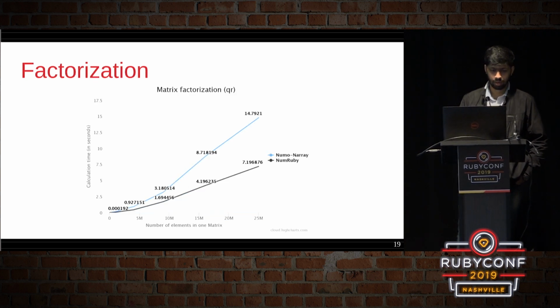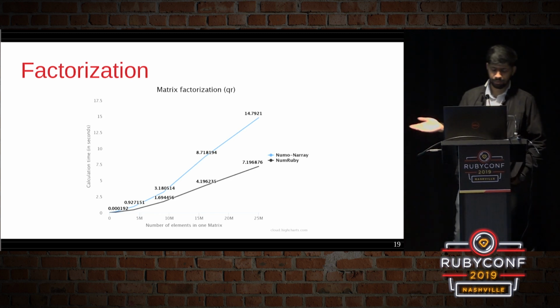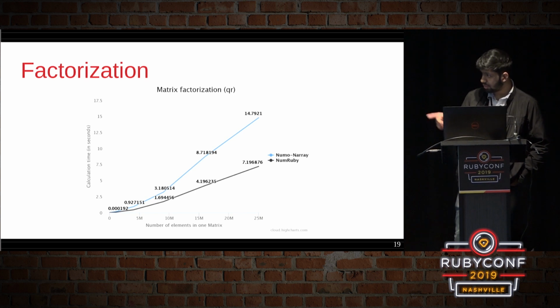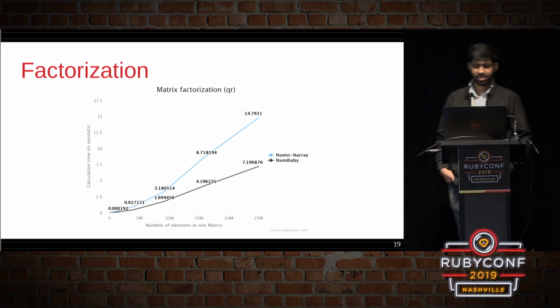Then comes the matrix factorization. Matrix factorization is basically to break down the matrix, which could be SVD decomposition or the QR decomposition. This case is the QR decomposition. As you can clearly see, if the number of elements is 25 million, then you have like 7 seconds for NumRuby and 14.7 seconds for NUMO. So if you want to do factorization and want to save 7 seconds of time, you know what to do.